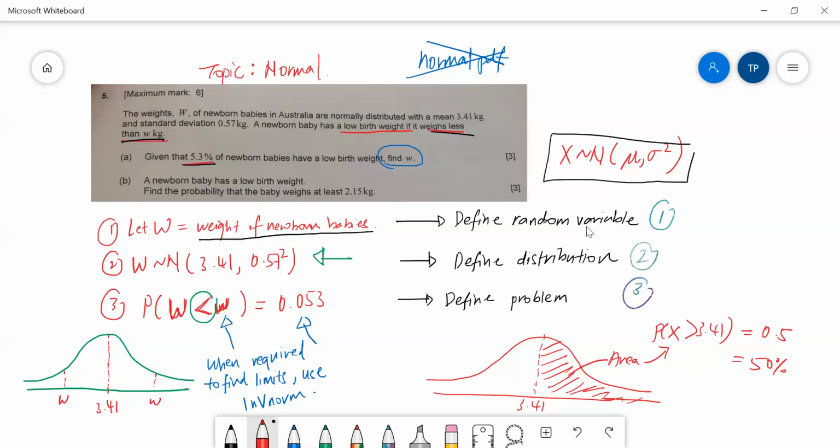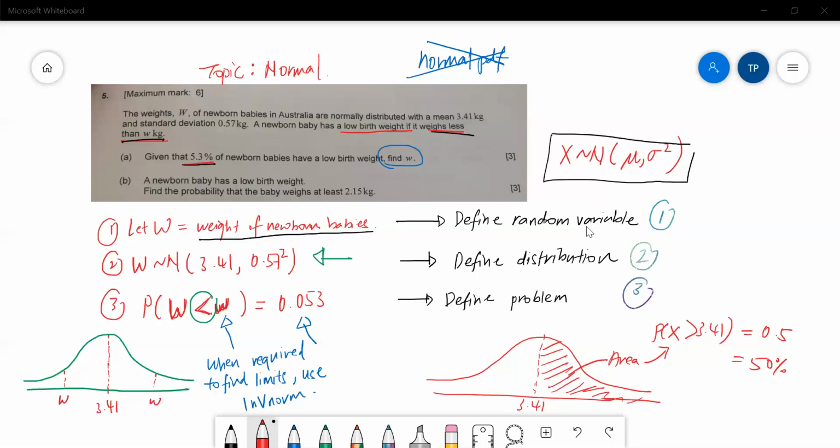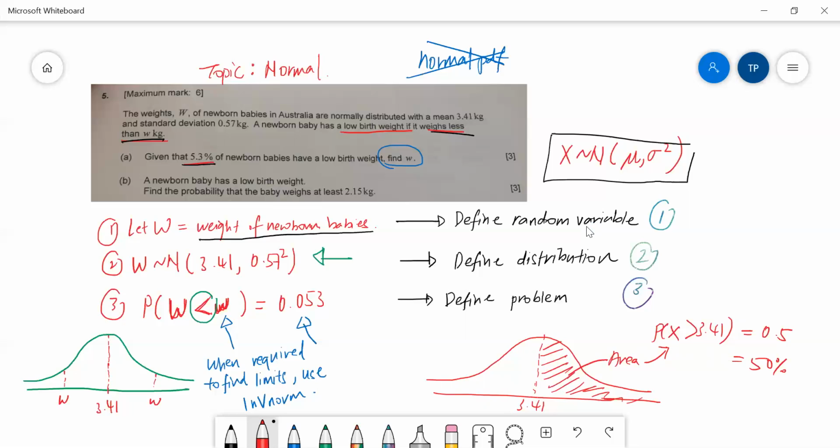Now they are saying the probability that the weight of the newborn, follow my cursor, is less than this W is equal to 0.053. It's only 5.3%, right? When the weight of the newborn is less than W, this is a very small probability, right?